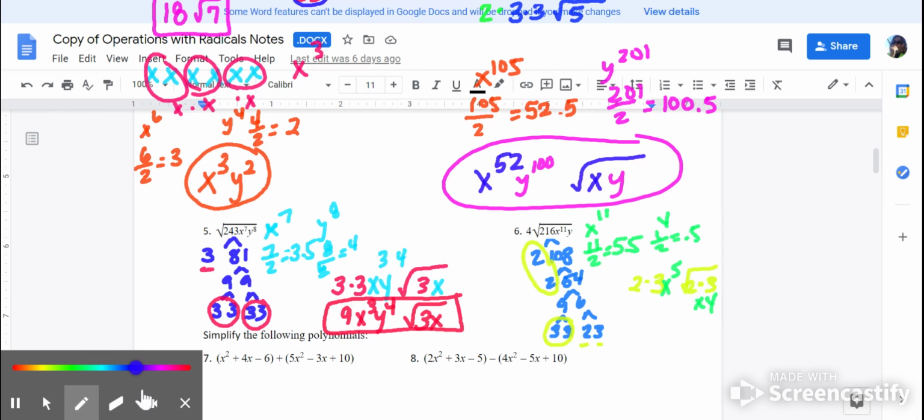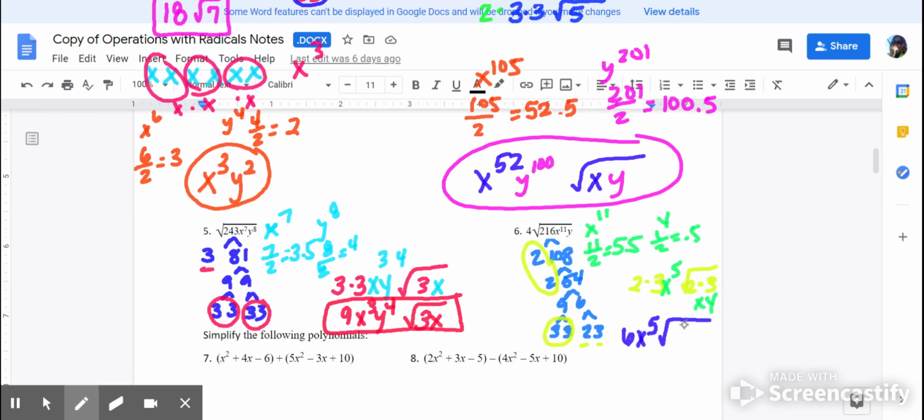So as I get prepared to write my answer, 2 times 3 is 6, x to the 5th. And on the inside, we have 2 times 3 is 6x, y. So this is what we did in yesterday's lesson, simplifying the radicals. Again, we're using prime factors and looking for pairs here.